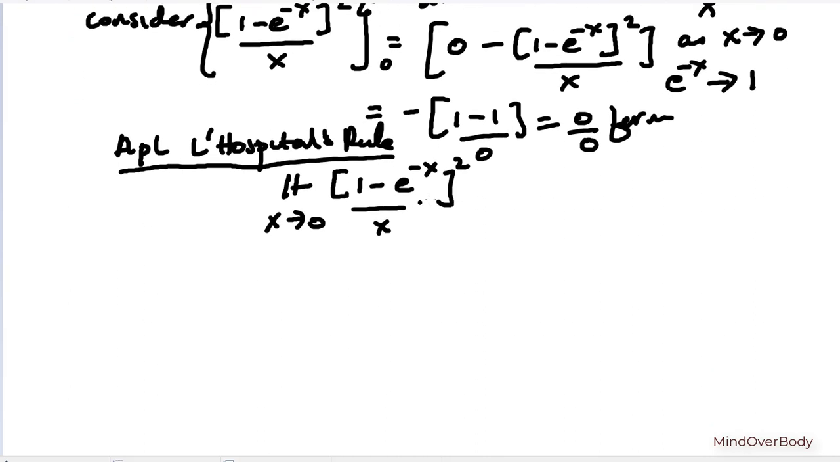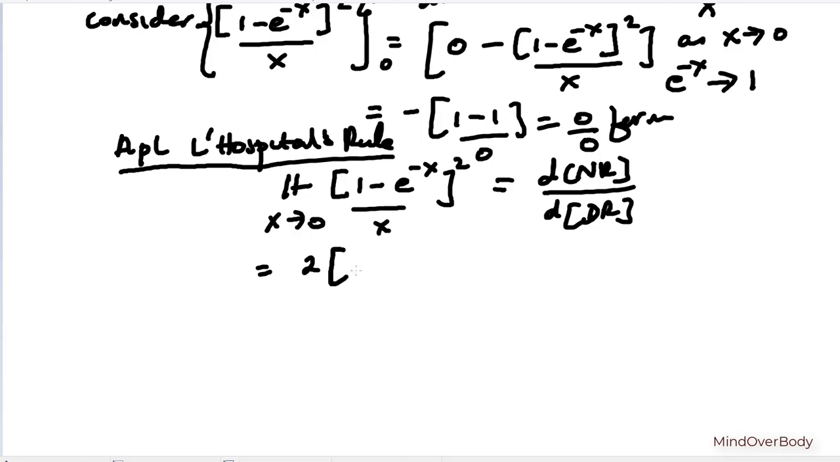Okay, great. So now let me apply the L'Hopital rule. L'Hopital rule is nothing but the differential of the numerator divided by the differentiation of the denominator. So I differentiate the numerator. I get 2 times (1 minus e raised to the power of negative x). So this is 2 times (1 minus ...), where the differential of 1 is 0.